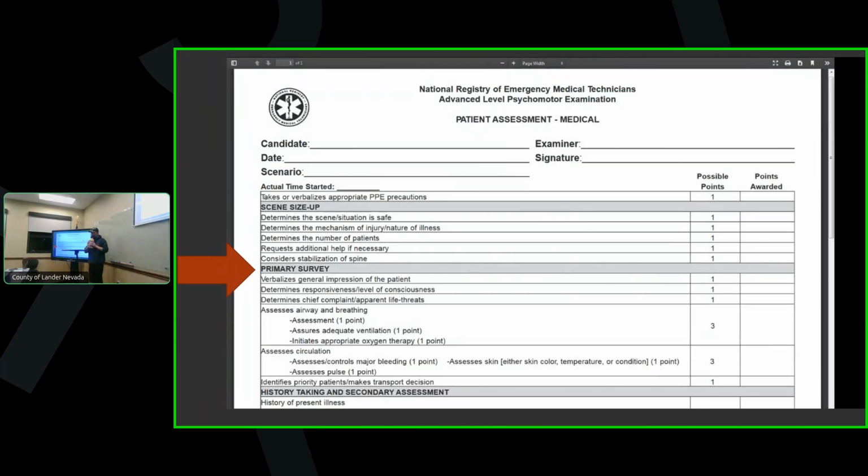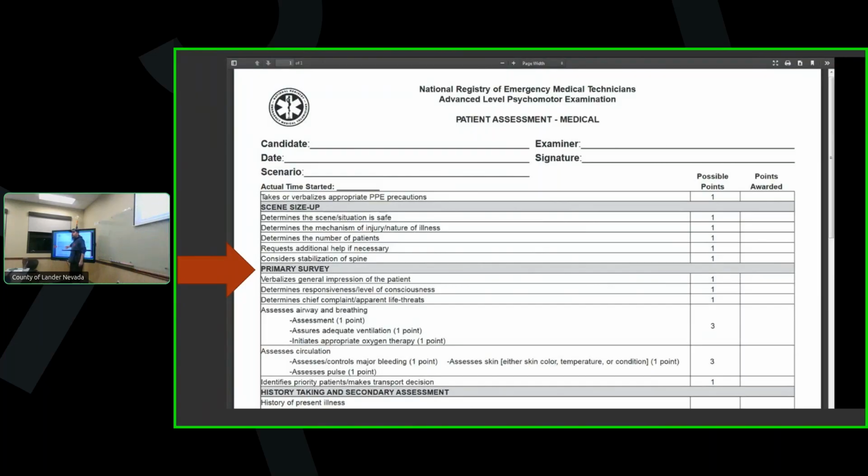Then we determine responsiveness and level of consciousness. So, hey, are you awake? Are you talking to me? Are you confused? And then our chief complaint. So what is the patient complaining of? You could have gotten called for chest pain, and you get there and they say, oh, I actually just have leg pain. So their chief complaint is leg pain.